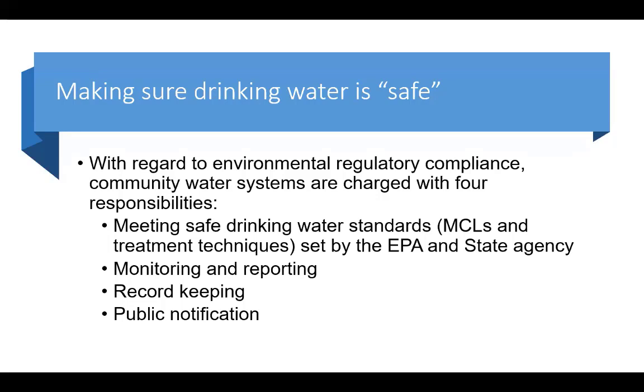Community water systems are also required to monitor. They're required to report, maintain records, and notify the public if there is any violation. And as you saw earlier this semester, they are required to annually notify the public through the water quality reports or the consumer confidence reports about the water quality.